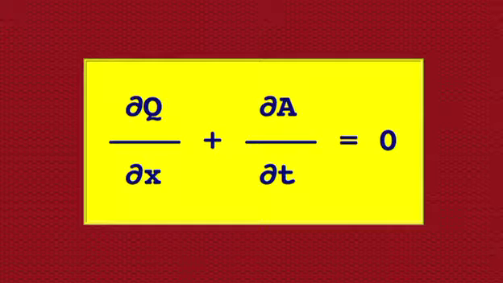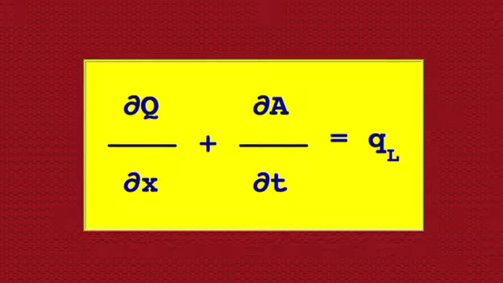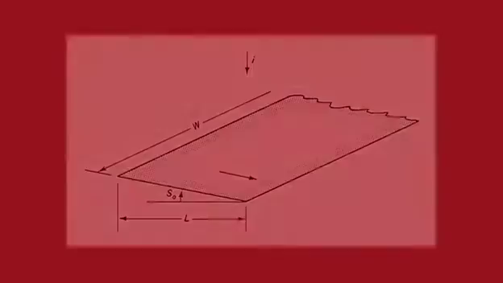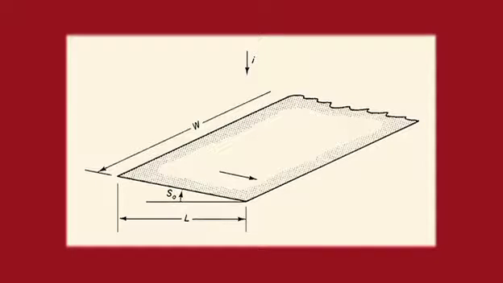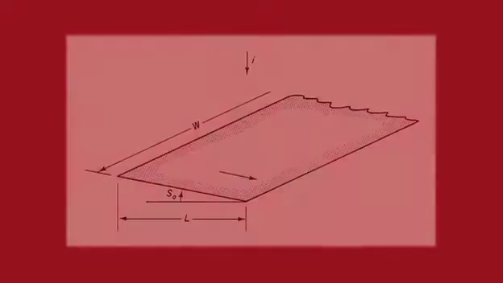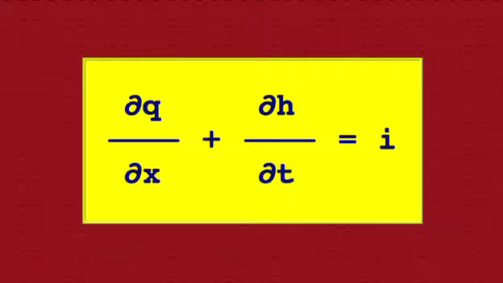The equation of mass conservation in a control volume is given, where Q is equal discharge and A is flow area. The inclusion of sources and sinks leads to an equation where Q sub L is the lateral inflow per unit of channel length. On the overland flow plane, the equation of mass conservation per unit of plane width is given, where Q is equal discharge per unit of plane width, H is flow depth, and I is rainfall excess.